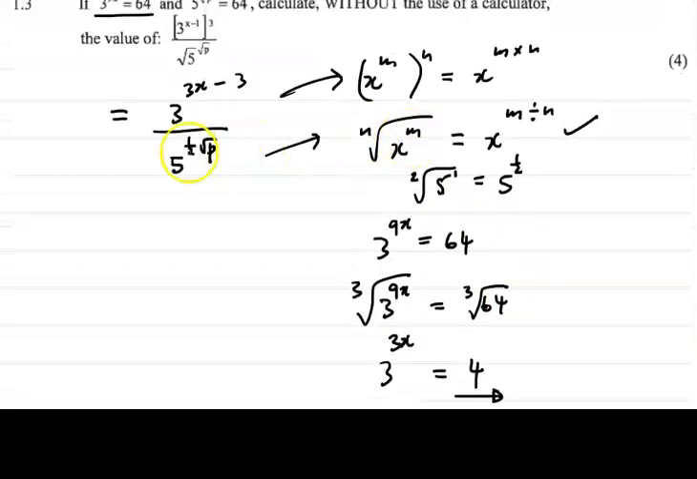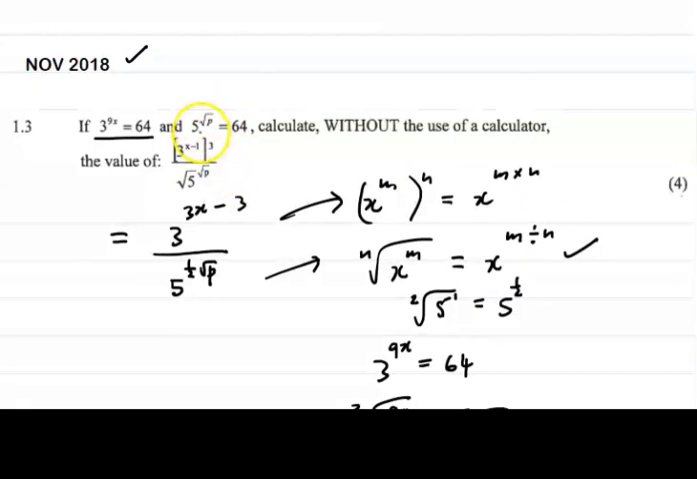Alright? Now let's look at 5 to the half times the square root of p. What else am I given? I'm given 5 to the square root of p equals 64. Now the thing about 64 is that it's a perfect cube and also a perfect square.